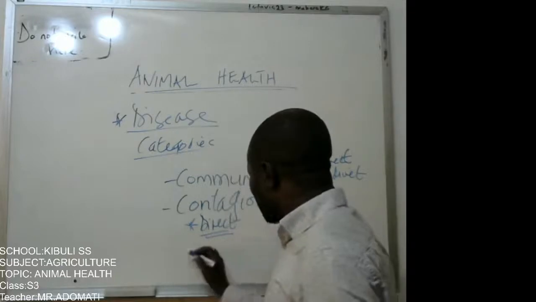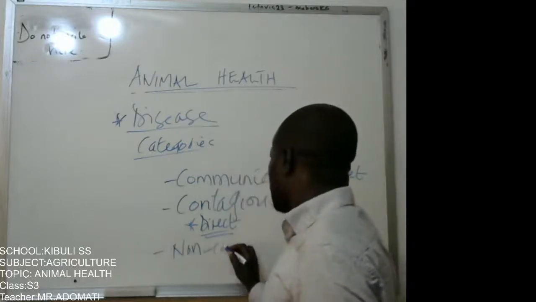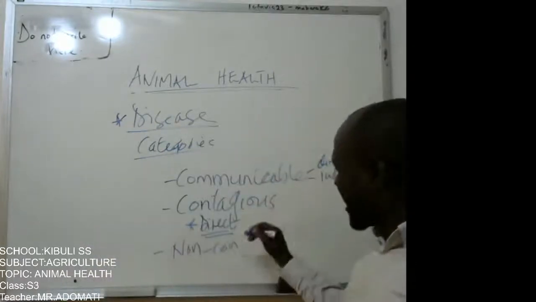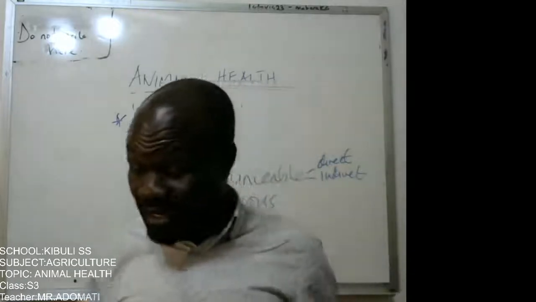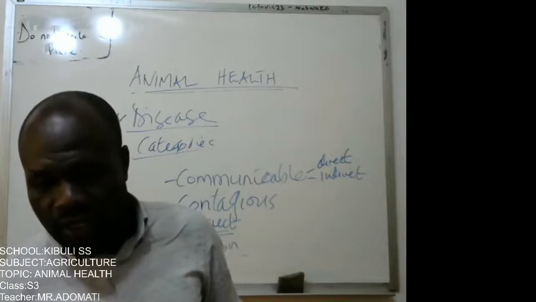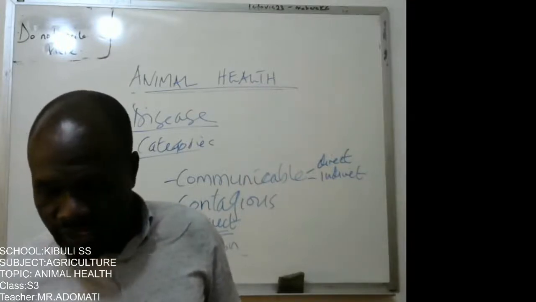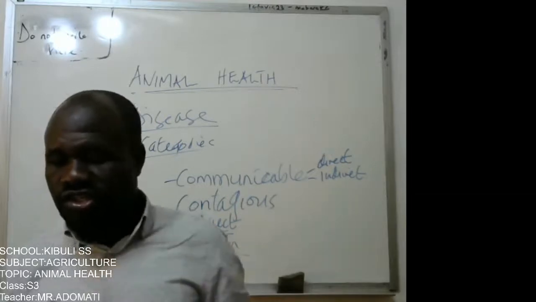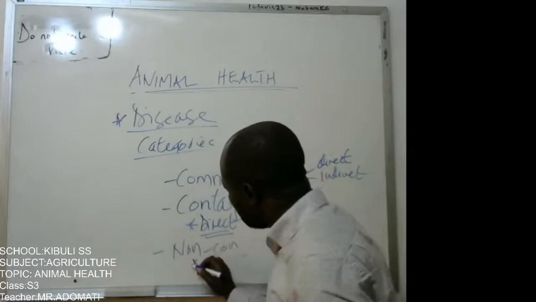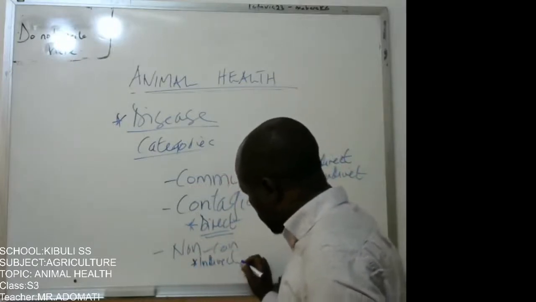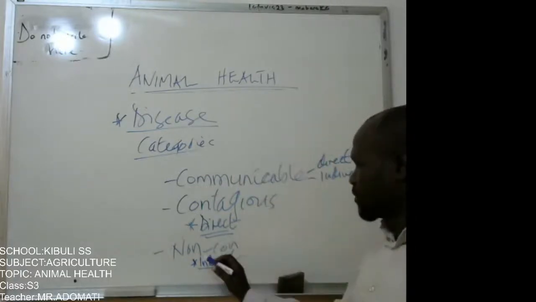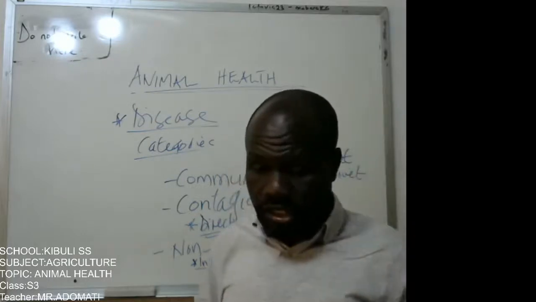Then, related to contagious, we have what we call non-contagious. Infectious, non-infectious. Contagious, non-contagious. Now, I know you can guess that one. If the contagious ones can be transmitted through only direct contact, what do you think the non-contagious diseases are? Now, the non-contagious are diseases that can be spread through indirect contact. Direct contact, contagious diseases. Indirect, we call them the non-contagious diseases.